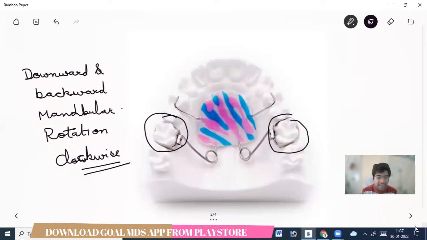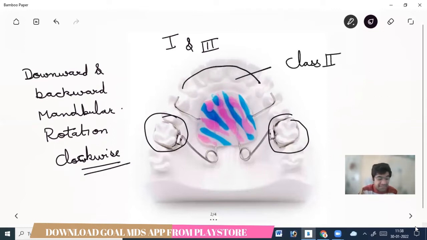Now, can we use this appliance in class 1 and class 3 malocclusion? No, it is used to correct class 2 malocclusion. So well, that is correct. If there is excessive lower facial height, can we use it? No, we can't use it, as it increases the lower facial height. So suppose in a patient there is a short lower face height, yes, this is the situation where we use the pendulum appliance. That is what you have to remember for your exam.